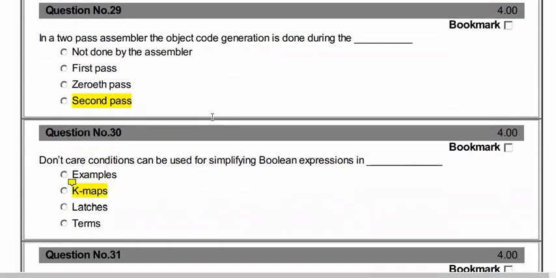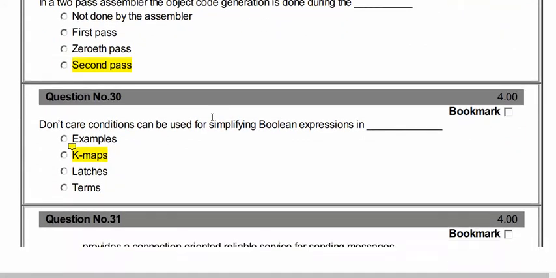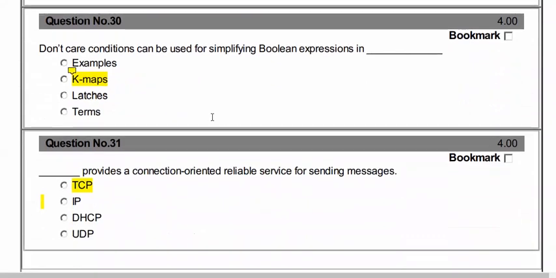In a two-pass assembler, the object code generation is done during the second pass. Option D is right. In the first pass, all the symbols in the code are converted into SymTab and a pseudocode is passed to the second pass. In the second pass, we convert the pseudocode into the object code.